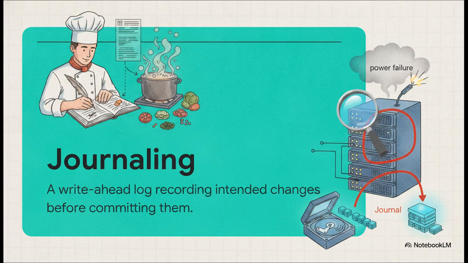Next up is journaling. Think of journaling kind of like a chef carefully writing down every single step of a recipe before actually cooking it. If they get interrupted by a sudden power failure, they don't have to guess what they were just doing. They know exactly where to resume or even where to roll back. This completely prevents the file system from having to run massive, time-consuming disk scans to recover after a crash.